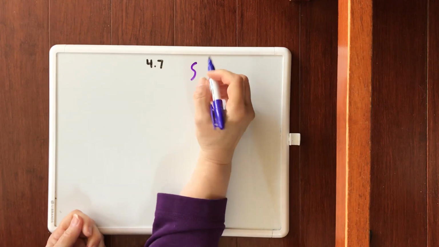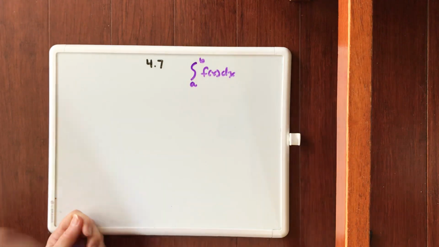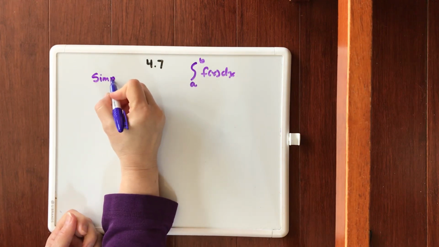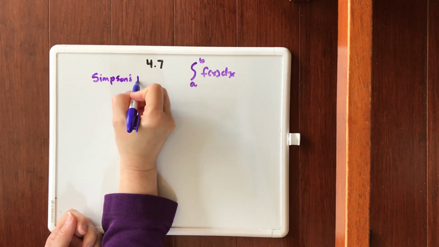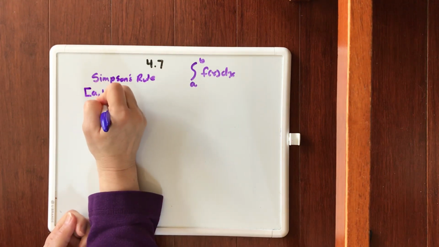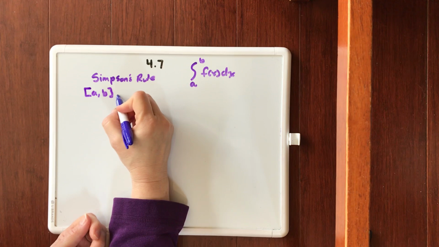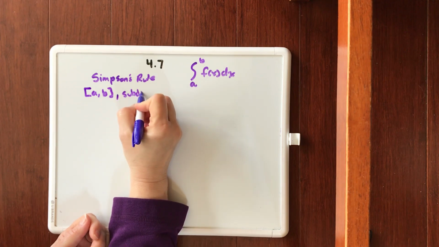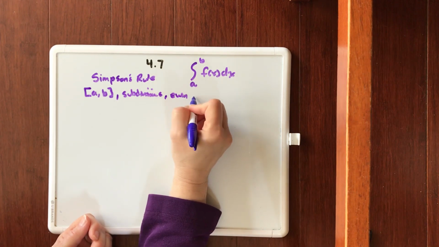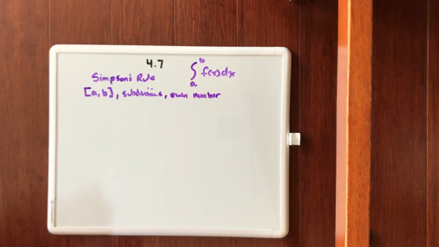Okay, so we're going to integrate from a to b, again, f of x dx. So this is another way of approximating, but this way is really a really good one. This is Simpson's rule. To use Simpson's rule, when we're dealing with the interval that we're working on, the subdivisions need to be even. So subdivisions, we need an even number. Like we can't have 5 subdivisions. We need 4 or 6 or 2, even number.